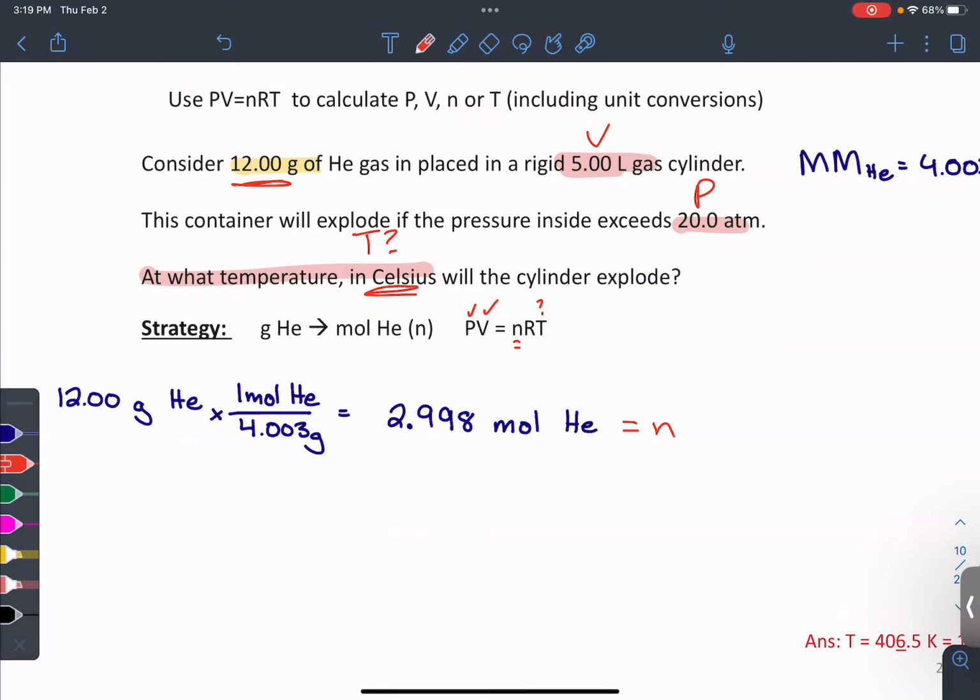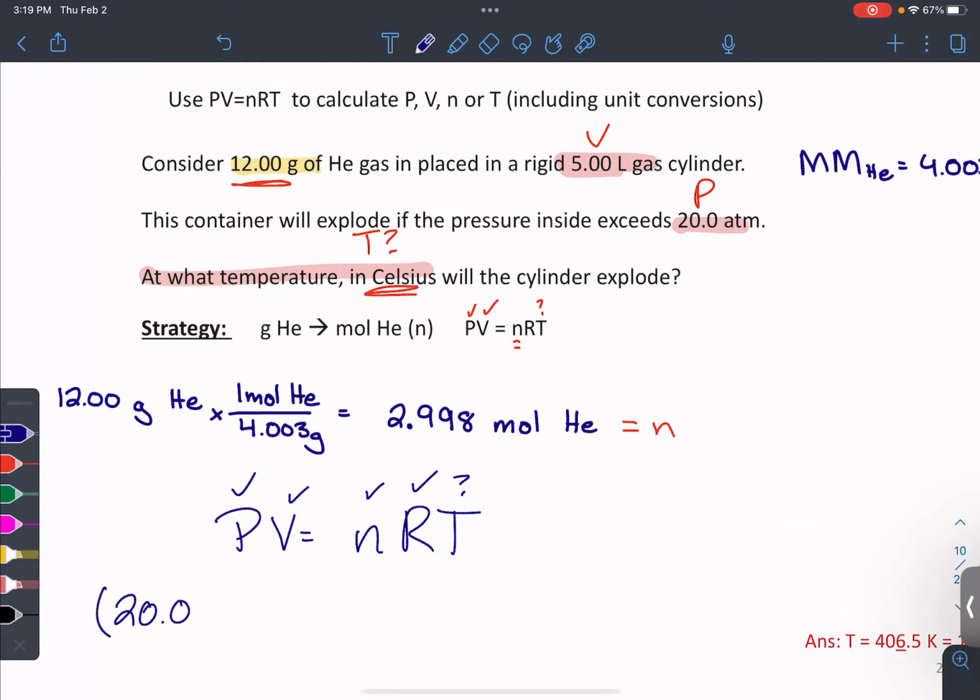So now it's just plug and chug, right? We plug and chug. So PV equals nRT. We have pressure, we have volume. Now we have n. R is a constant. We're just solving for T in this case. So pressure is 20 atm. So cool, I don't have to convert that or anything. Volume is 5 liters. Equals n. We just calculated that from the gram amount.